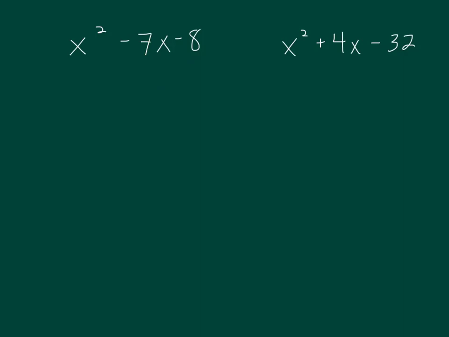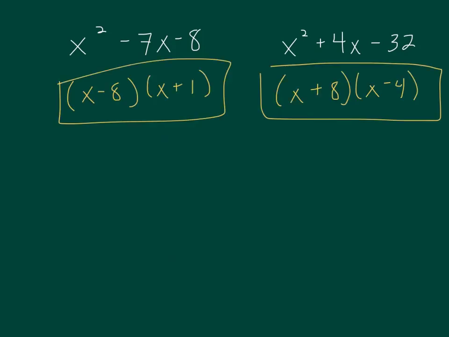Please try both of these problems after you hit pause. When you're done, hit play so you can check your answers. The first one factors into x minus 8 times x plus 1 because the signs need to be different, and negative 8 plus 1 will give me negative 7. And the second one, they also need to be different, so it's plus 8 and minus 4, and positive 8 minus 4 does give us positive 4.